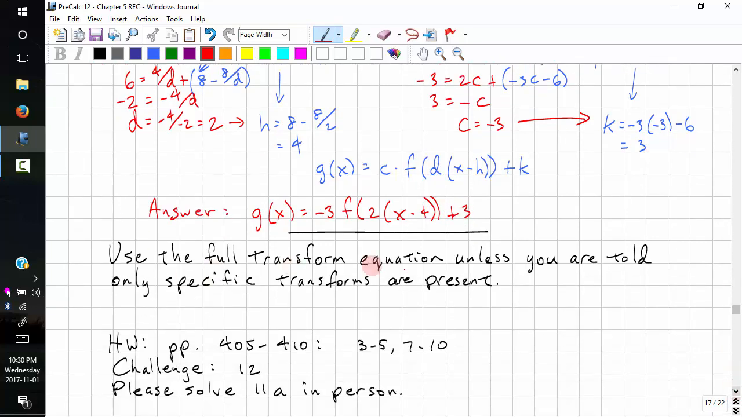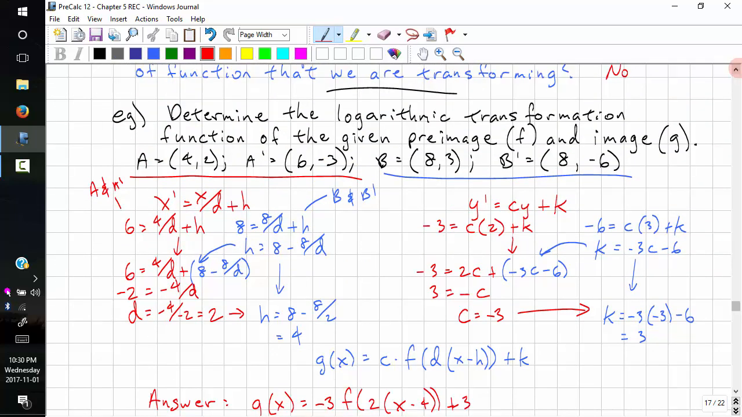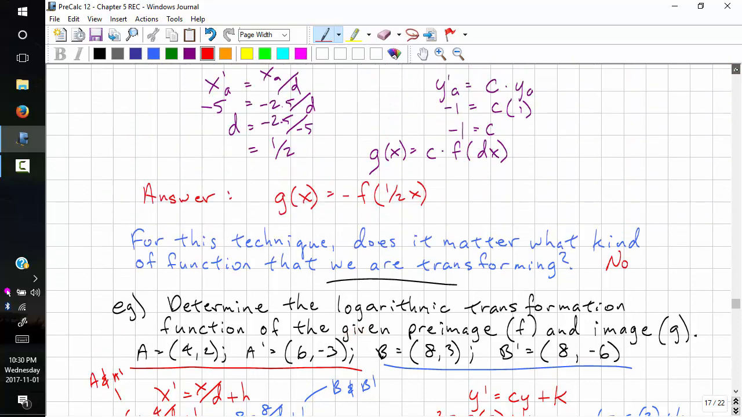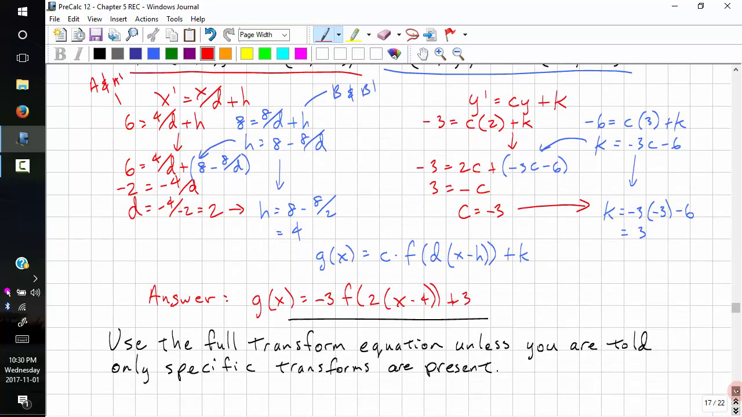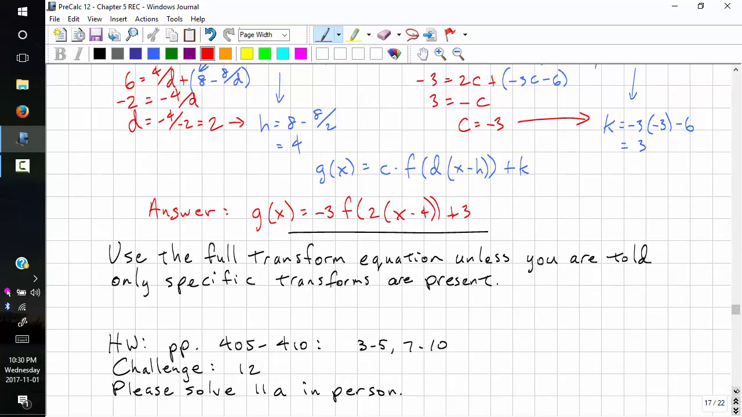Okay, so the tip is use the full transform equation unless you are told only specific transforms are present. Here, we aren't told that we're using scaling or translation, so we have to assume that both exist. And for this problem, we're told only scaling and flipping, so it's only C and D. H and K are not involved. So read questions carefully and you'll be better on the tests. And that completes this lesson.